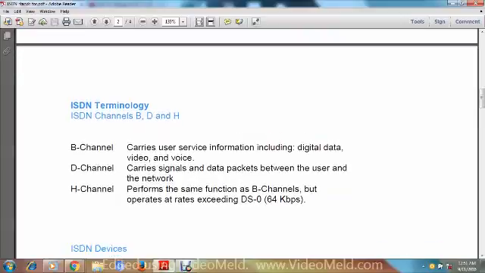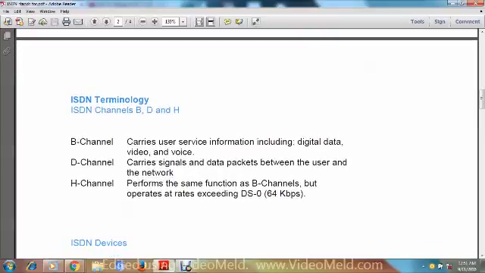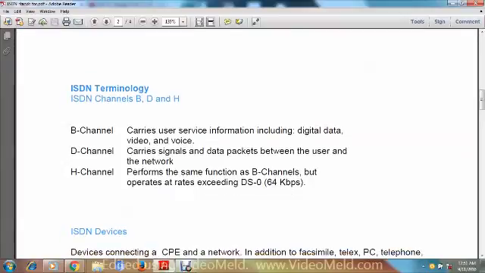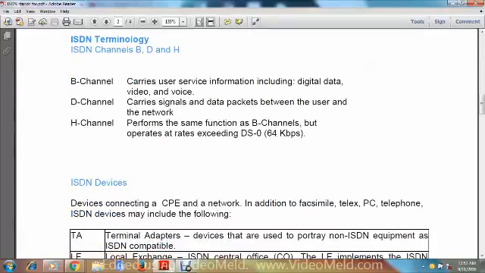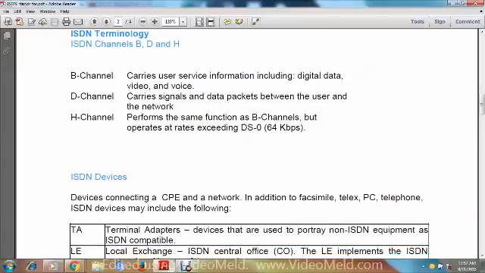B channel carries user service information including digital data, video, and voice. D channel carries signals and data packets between the user and the network. H channel performs the same function as B channels, but operates at rates exceeding DS0, 64 kbps.